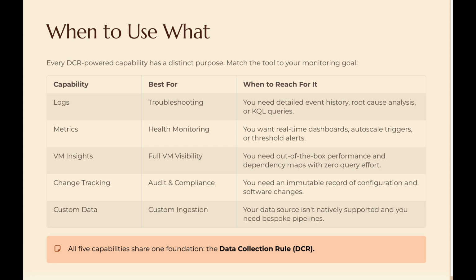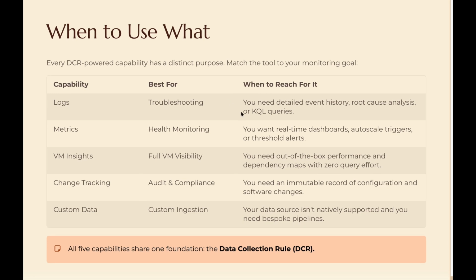Then we have change tracking. Change tracking helps you with audit and compliance. So basically when any changes are made to your applications or software, files, or registry, you will have a record of those changes when enabled. And then we have custom data, that is the custom ingestion when your data source isn't natively supported and you want to collect that data. All these five capabilities share one foundation, that is the data collection rule, which sits in the middle and oversees everything, the collection, and then sends that data to the workspace, to the destination.